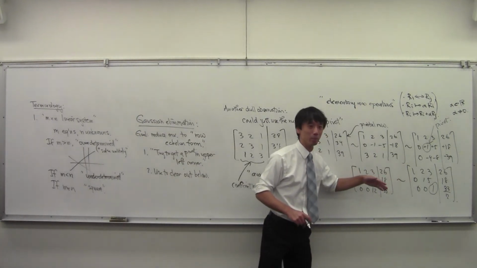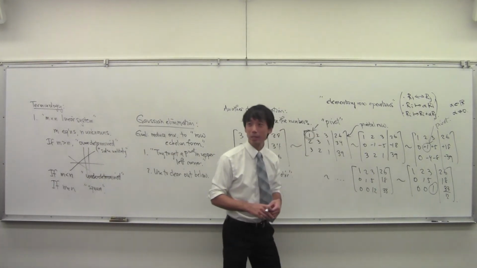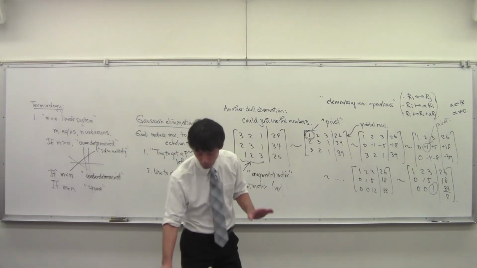The output of the process is called row echelon form.